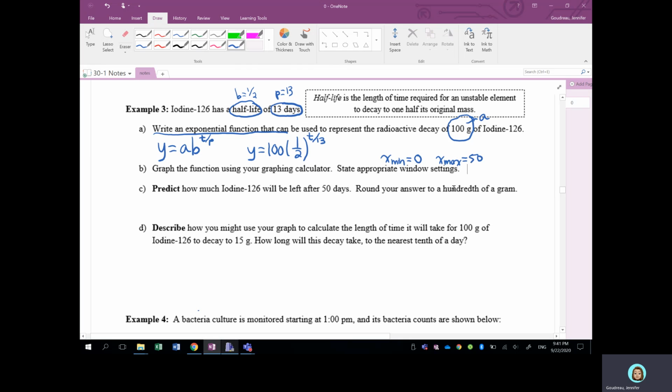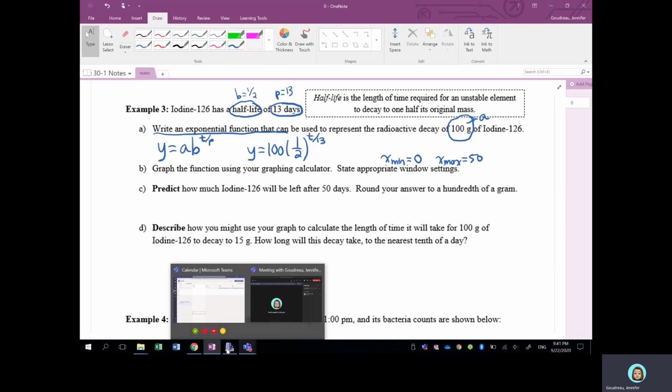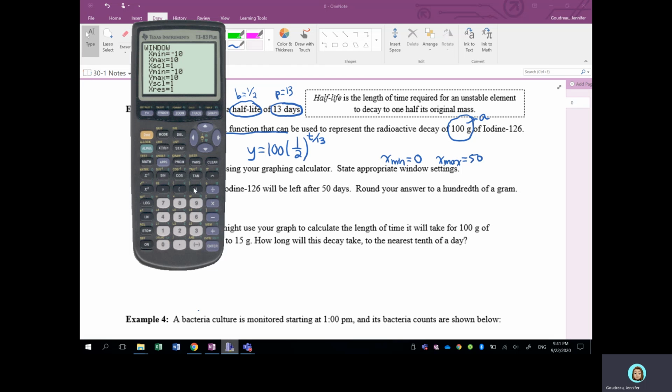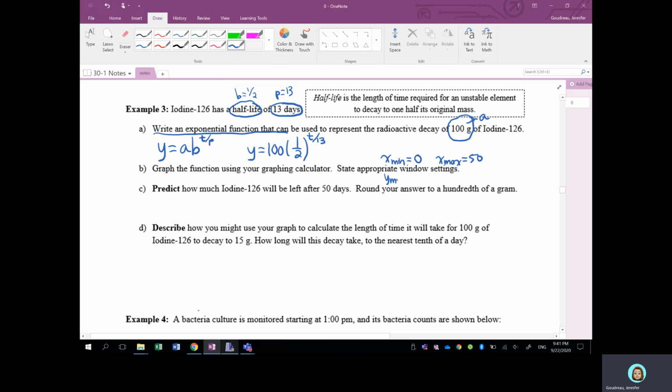I am sort of choosing that randomly. I am letting the question guide me a little bit, but definitely x minimum is 0 and the x maximum of 50 for now. I can change it if I need to. Our y value here is representing the amount of the iodine 126 that is left. So our y minimum is also going to be 0 since we can't have a negative amount of iodine 126 left. And our y maximum is going to be our initial amount.